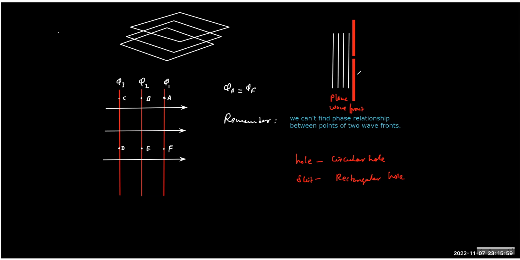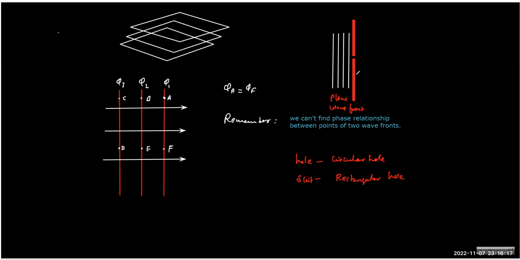And if it is a slit, then line source. So now do you understand what is the purpose of slit? What is the purpose of hole? One is behaving as a point source, the other is behaving as a line source.